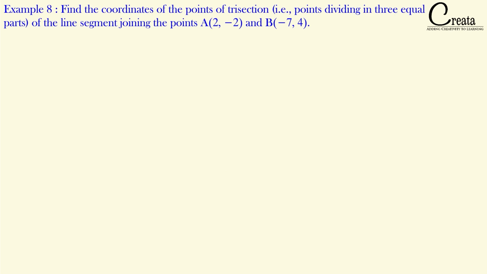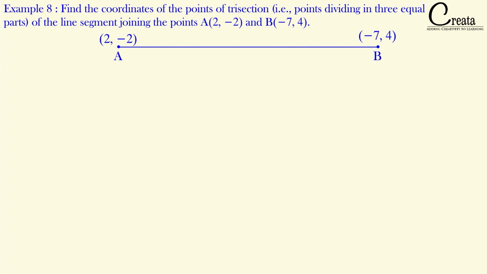Find the coordinates of the points of trisection, that is, points dividing in 3 equal parts the line segment joining the points A (2, -2) and B (-7, 4). Firstly, let's observe the question. This question is using the word trisection. Trisection means dividing the line segment into 3 equal parts. How is it? For that, let's take the point A and the point B. The coordinate of point A is given as (2, -2) and the coordinate of point B is given as (-7, 4). Let's join the line segment AB.